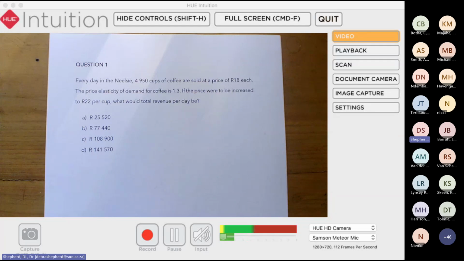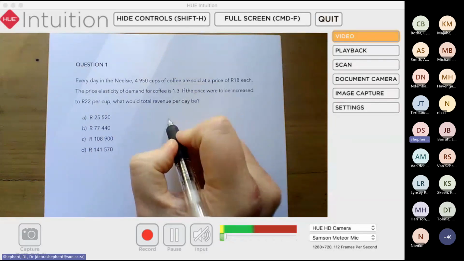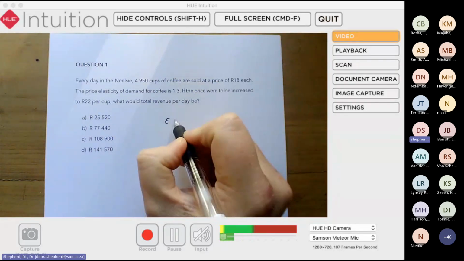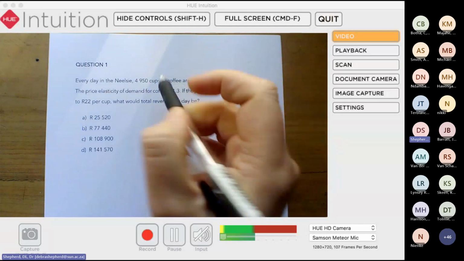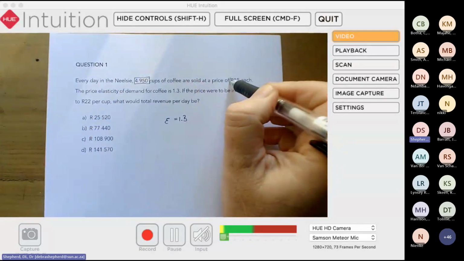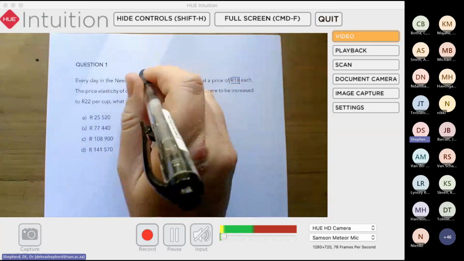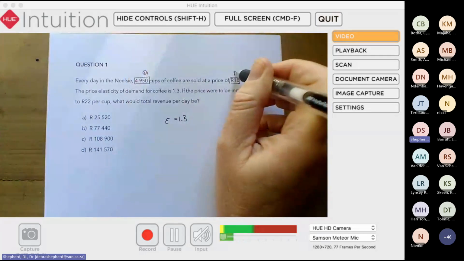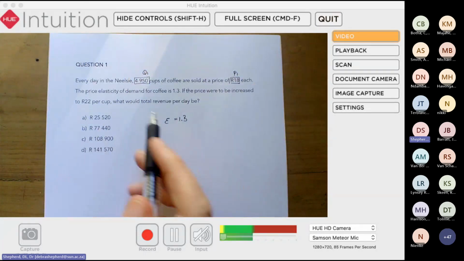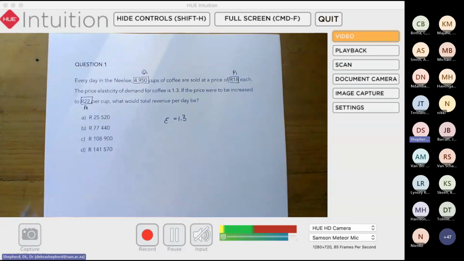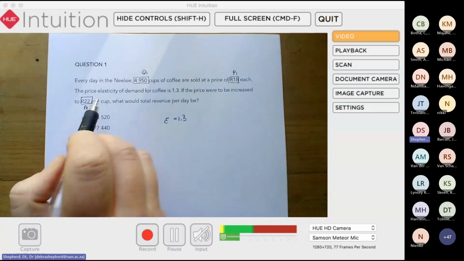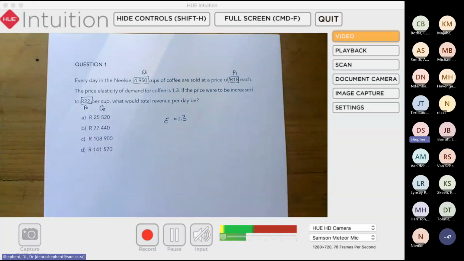So this is quite a tough elasticity question. And the reason why I say that is because what we get given is an elasticity value, 1.3, and we get given a quantity and price combination. So this is Q1, this is price 1. And then we get given a second price, but we do not get given the corresponding quantity with this price.